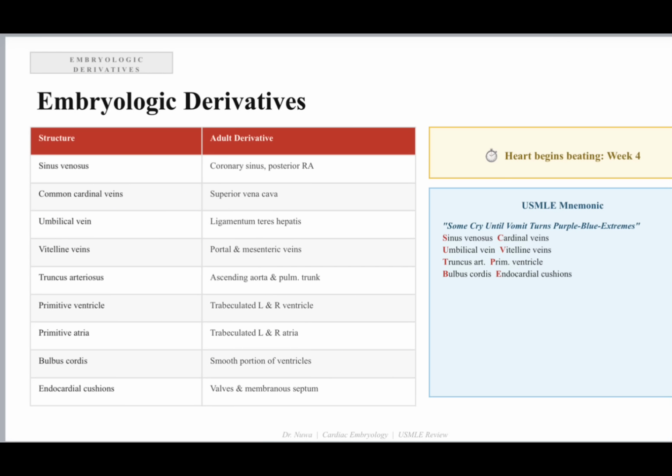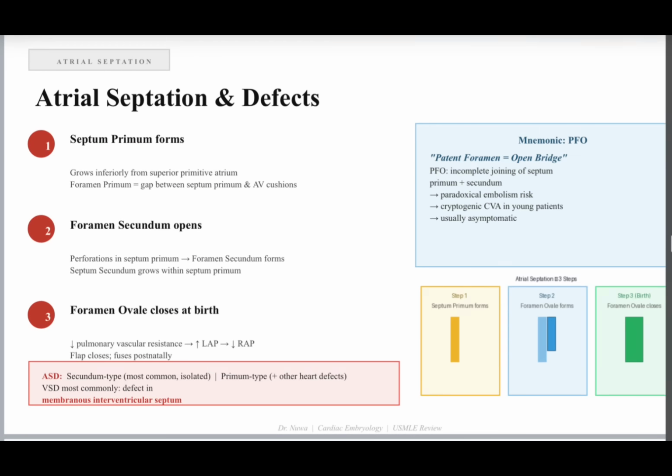And endocardial cushions build your valves and the membranous interventricular septum, which is exactly where most VSDs happen. To remember the order, some cry until vomit turns purple-blue extremes. Done. Atrial septation, 3 steps.